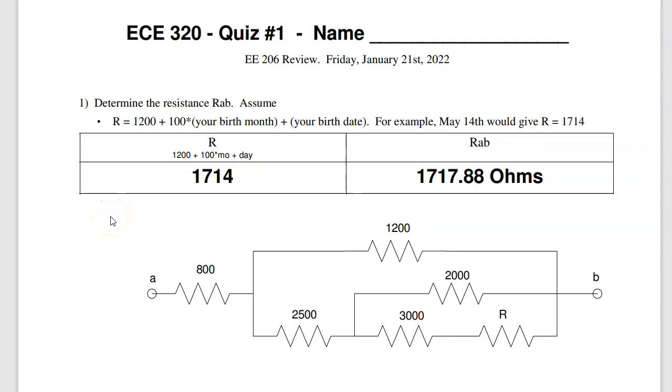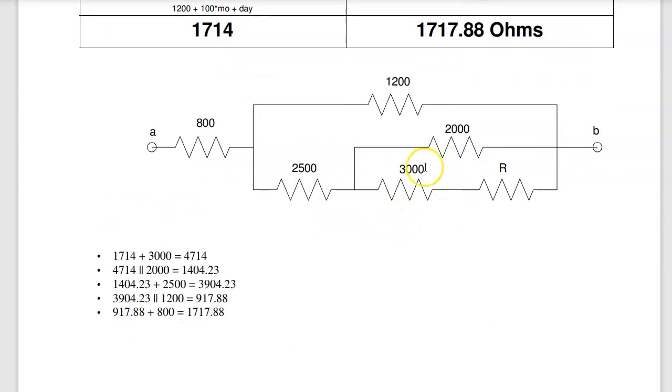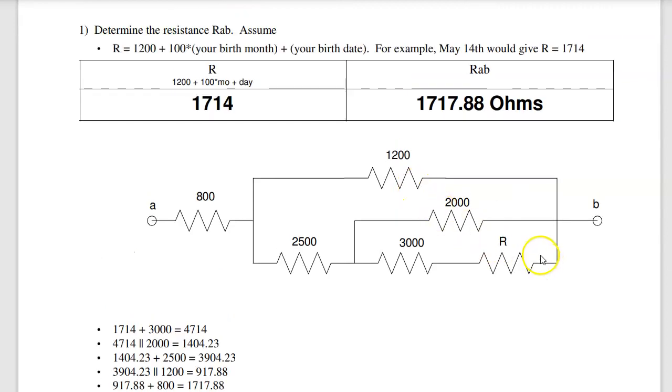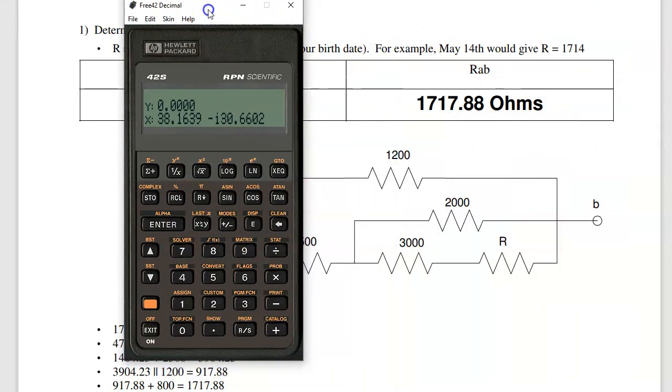Okay, here's the solution to quiz number 1 for ECE 320 Digital Electronics. The first problem is adding resistors in series and parallel. The trick is to notice that, first off, R is based upon your birth date. If you assume R is 1714 ohms, then these two in series add gives you 4714 ohms. These two in parallel add as resistors in parallel.